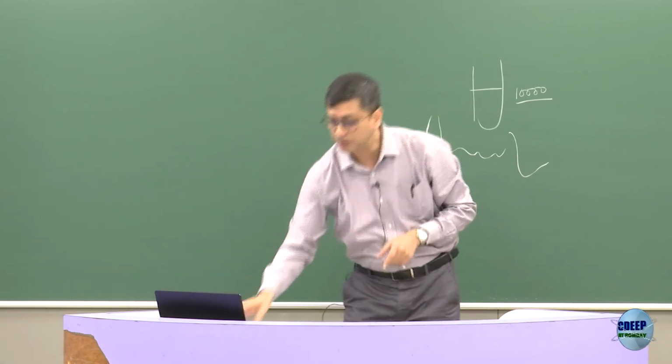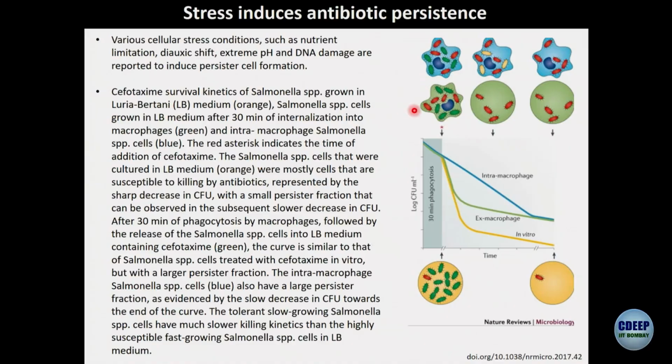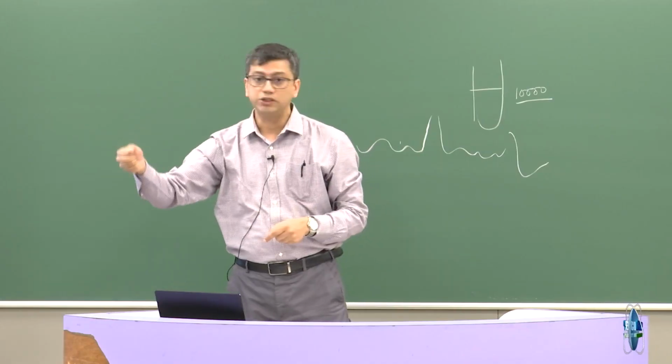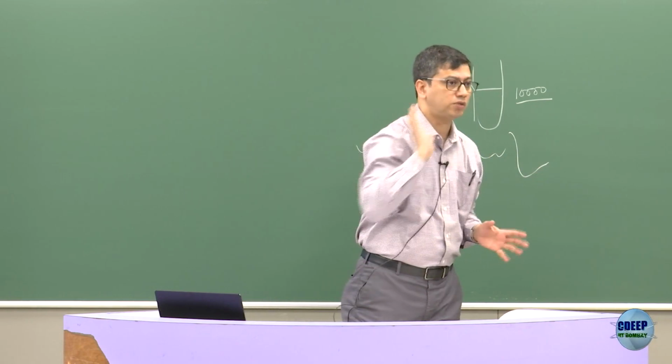So what she did is she put some Salmonella on the macrophage culture, the macrophages engulfed or phagocytosed those Salmonella and then killed the rapidly growing Salmonella. Only those Salmonella survived which were slow growing. So she isolated those Salmonella from inside the macrophages after some time, and essentially she enriched the slow growing Salmonella population. Then she took the slow growing Salmonella population and put it into a test tube in a liquid culture broth.